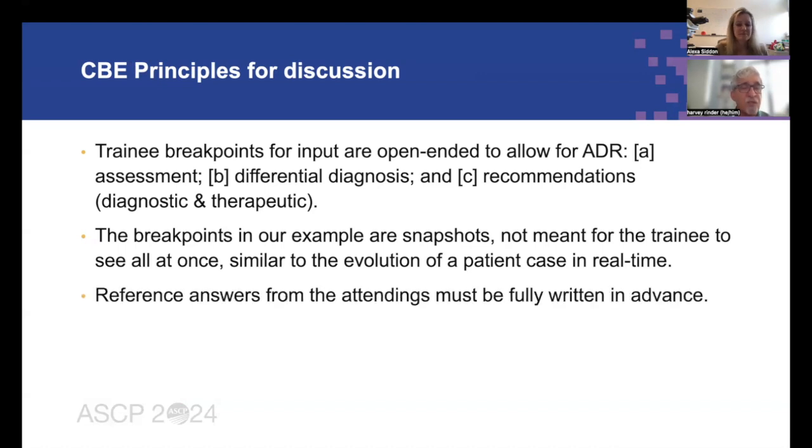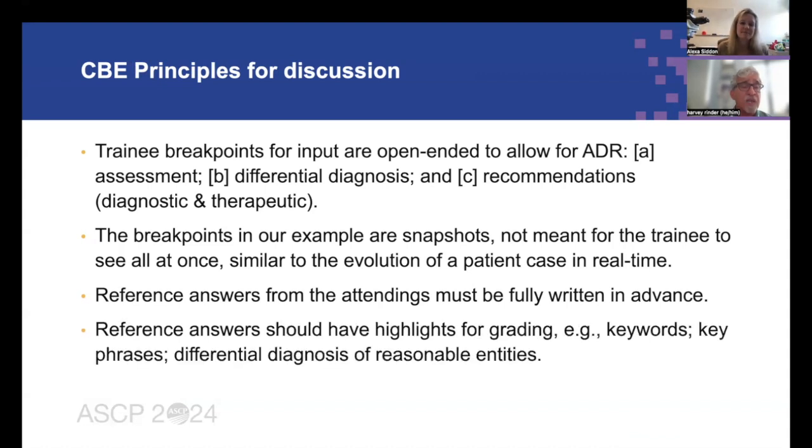The reference answers from the attendings have to be written in advance. This can't be personal. It can't be serendipity. You've got to have these answers built. And the reference answers should have highlights for grading, keywords, key phrases, differential diagnosis, such that this is all a reasonable approach to a discussion with your resident.